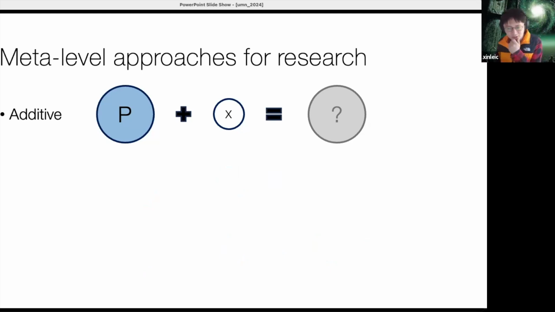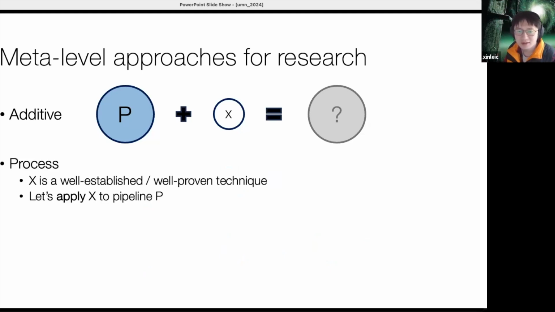So the first is additive research. I think this is the most typical type of research since I was doing it. It's a very natural way to do research. So suppose you have X. You know that X is a well-known, well-established technique. But so far it hasn't been applied to some domain or some pipeline, P. So the research is just about, let's see how it goes if we apply X to pipeline P.